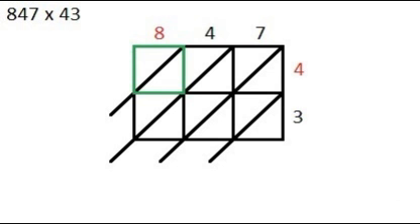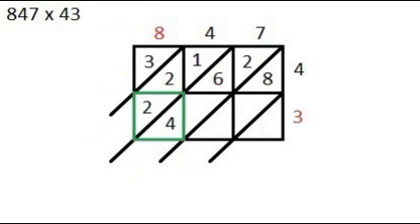Each square represents an intersection between a digit from each number. So the first square is associated with 8 and 4. Because 8 times 4 is 32, 3 tens and 2 units, you write a 3 in the upper left triangle within that square and a 2 in the lower right triangle. Now moving along the rectangle, do the same thing for each square, each time multiplying both digits it's associated with. So 4 times 4 is 16, 7 times 4 is 28, 8 times 3 is 24, 4 times 3 is 12, and finally 7 times 3 is 21.